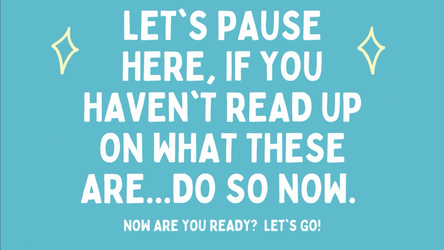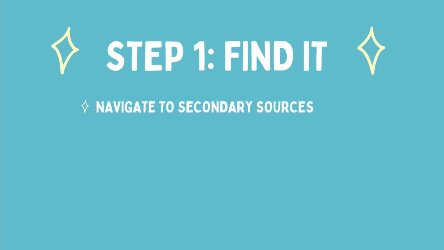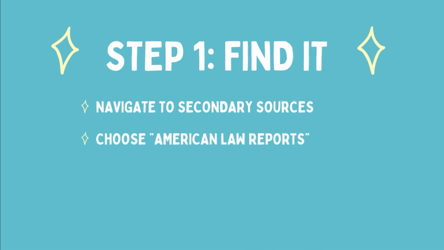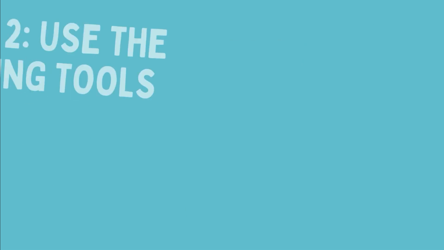Ready? Finding an ALR is much like finding other secondary sources. As always, you have a few options. You'll first want to start off by navigating directly to them by choosing secondary materials in Lexis or secondary sources in Westlaw. Then choose American Law Reports. From there, you have a couple choices. In Lexis, you will be given an advanced search page where you can run a search. In Westlaw, you'll be able to narrow by broad topic before you run a search, or you can browse through the ALR index. In both databases, you have the option to run a search from the get-go.